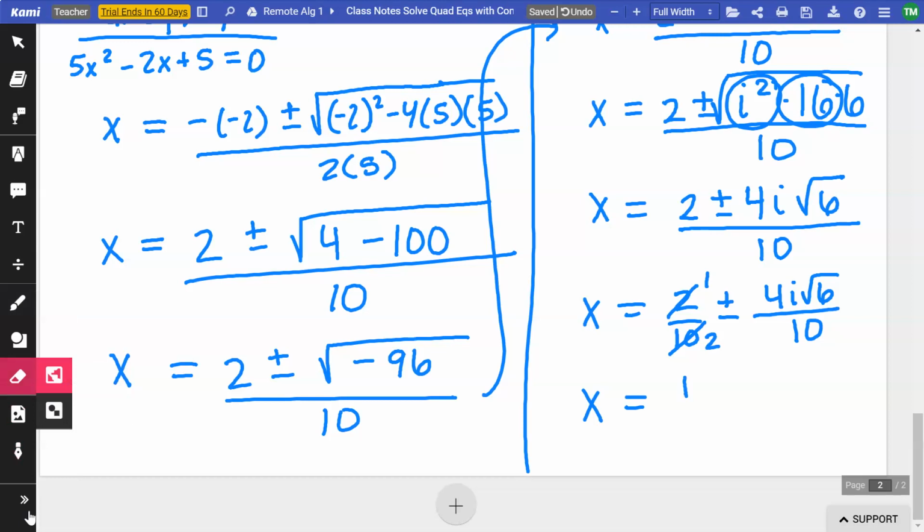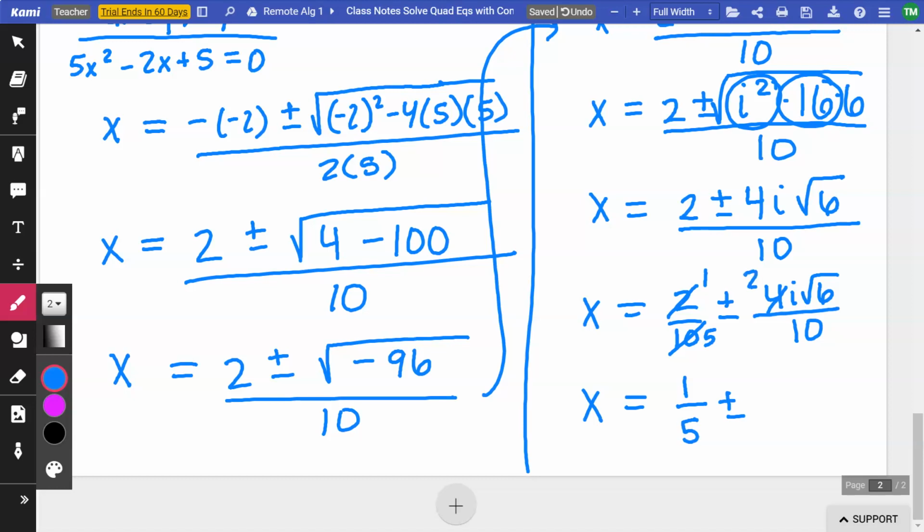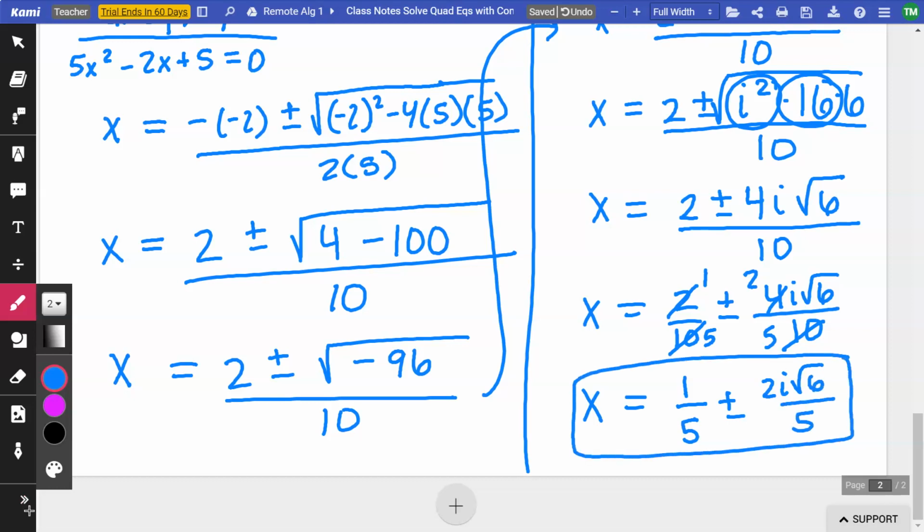Both of these are not divisible by 5. They're both divisible by 2. So 2 divided by 2 is 1, and 10 divided by 2 is 5. Sorry for misspeaking. So 1/5 plus or minus, and then 4 divided by 2 is 2. 10 divided by 2 is 5. So this becomes 2i root 6 over 5. And we're done for the day.